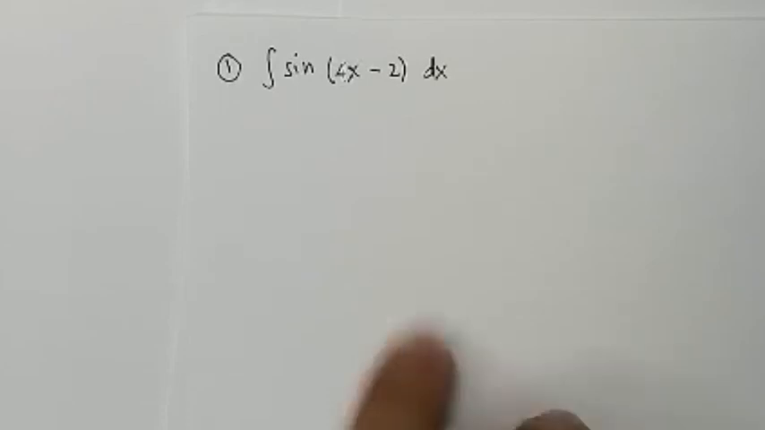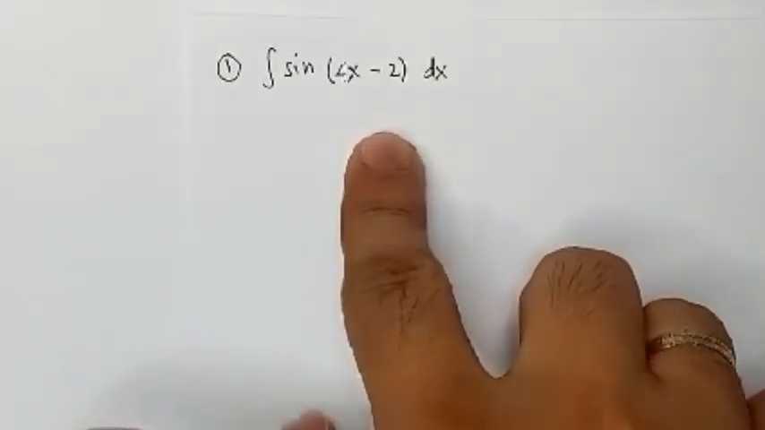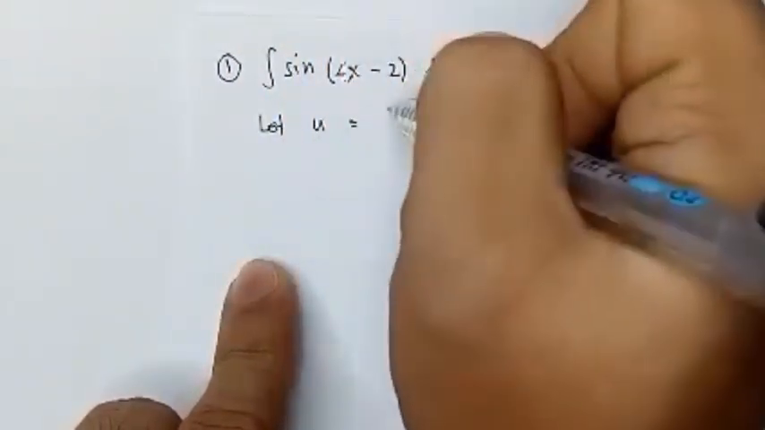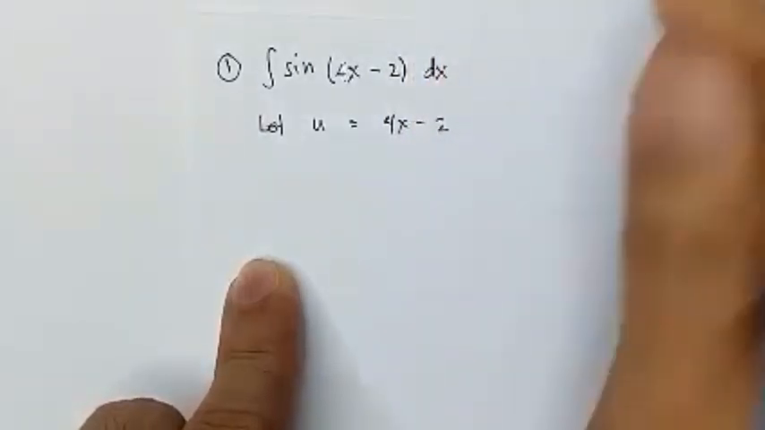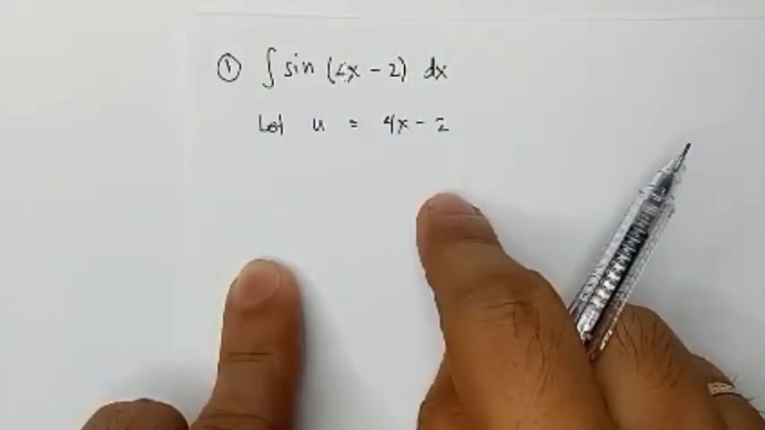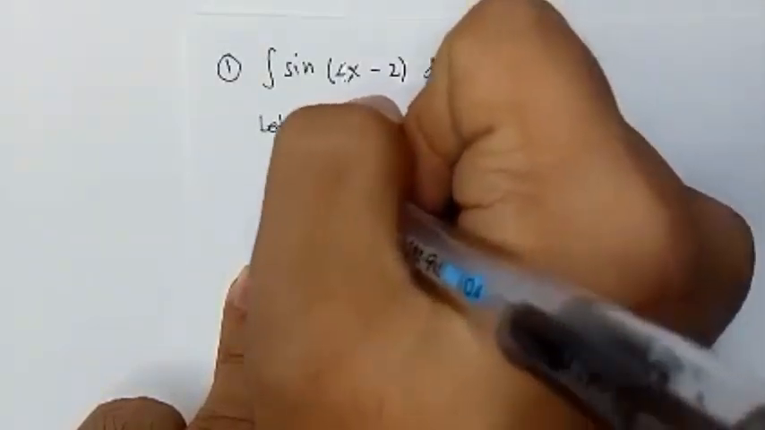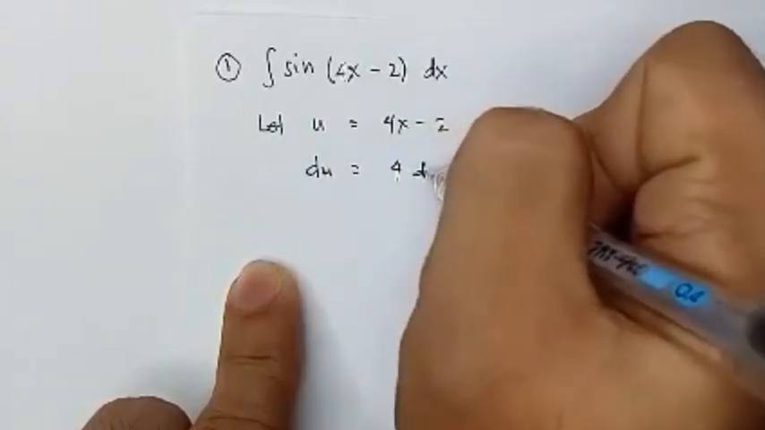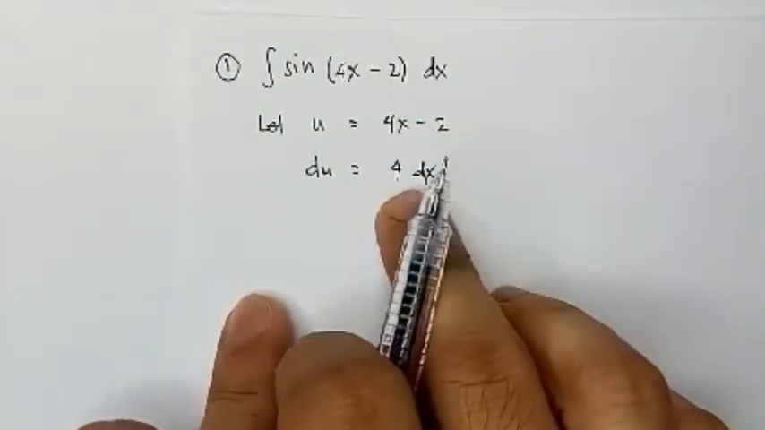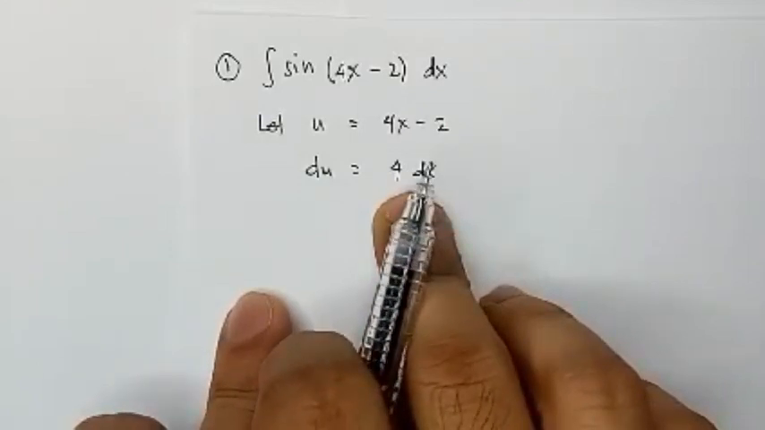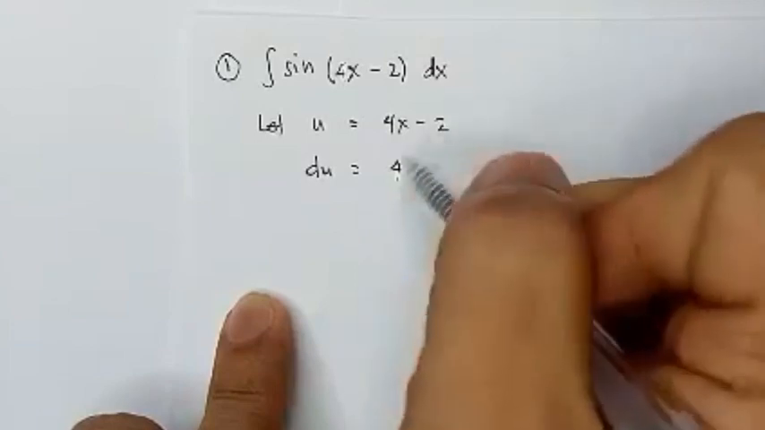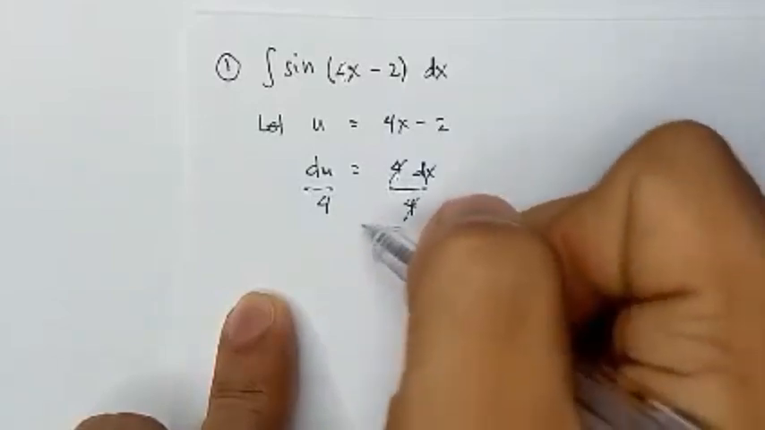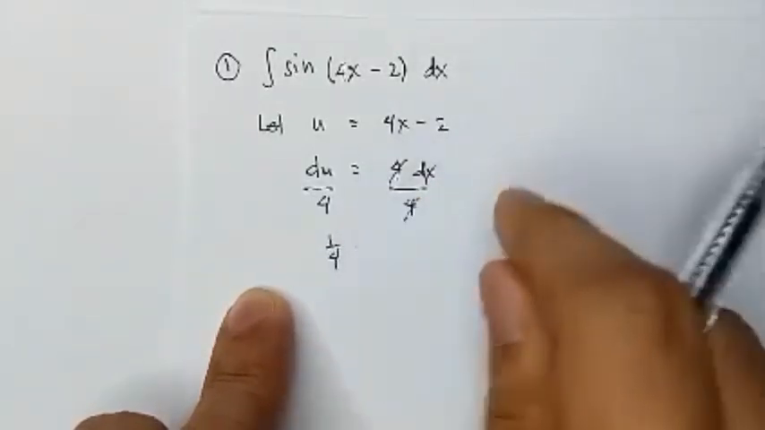We integrate the quantity 4x minus 2 dx. So first we have to let u be 4x minus 2. After that, we're going to take its derivative. So the derivative of this is simply du equals 4 dx. Okay, to remove this 4, because we need to get an integrating factor, we are going to divide both sides by 4.